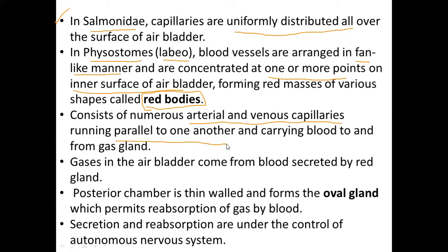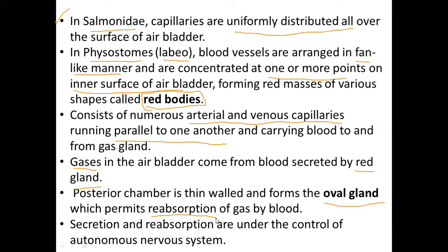Next, the gas present in the air bladder comes from the blood secreted by the gas glands. These gas glands or red bodies are completely filled with capillaries, which supply the blood to the air bladder. From that blood it collects the gas. Then the posterior chamber, which is thin walled, forms the oval gland. This oval gland is helpful for reabsorption of the gas by the blood. I have said it is an additional respiratory organ in fishes.